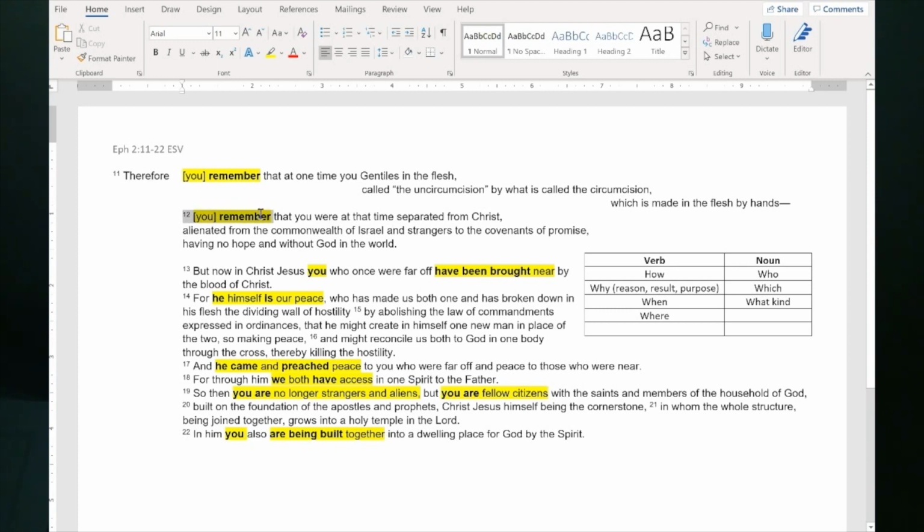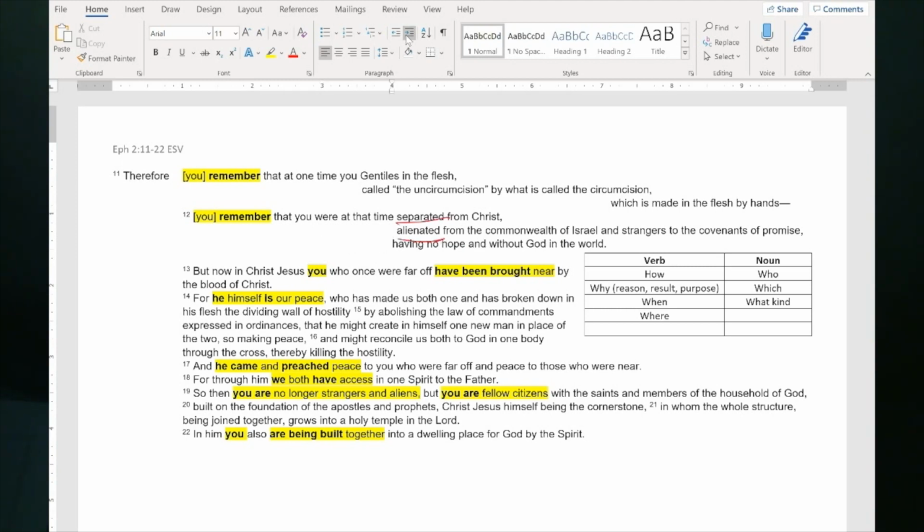So here is the main subject, remember, and it seems like Paul's just picking up his last thought. They're supposed to remember that one time they were separated. And then it looks like the next thing is alienated. You can kind of tell that Paul is coming up with this little list of things that they were. So they were separated from Christ, they were alienated, and then we have this next phrase down here, having no hope and without God. And again, Paul is simply taking who they are, and he's elaborating, categorizing, and saying more.